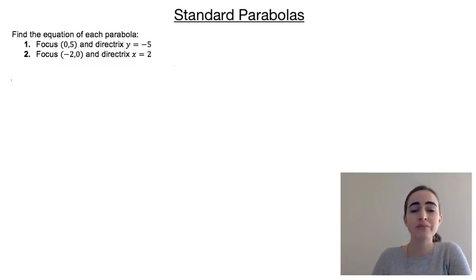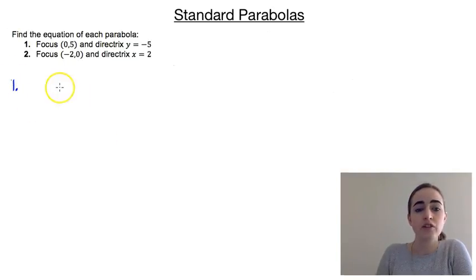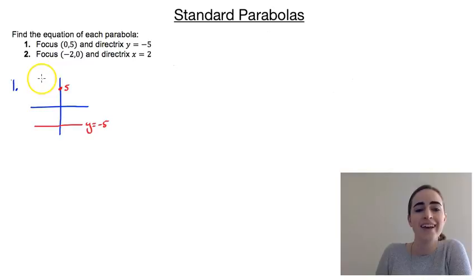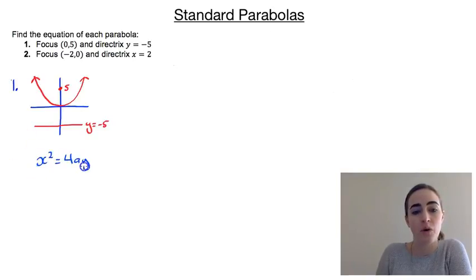I want to have a look now at some examples of going the other way. So we're told the focus and the directrix, and we're asked to find the equation. So we'll still start off by drawing a really quick sketch. We know that our focus for this first one is at (0, 5), so up here, and our directrix is at y equals minus 5. So looking at where those two are, and the direction of our directrix, we can see that our parabola is going to be concave up. So that means it's going to be in the form x squared equals 4ay.